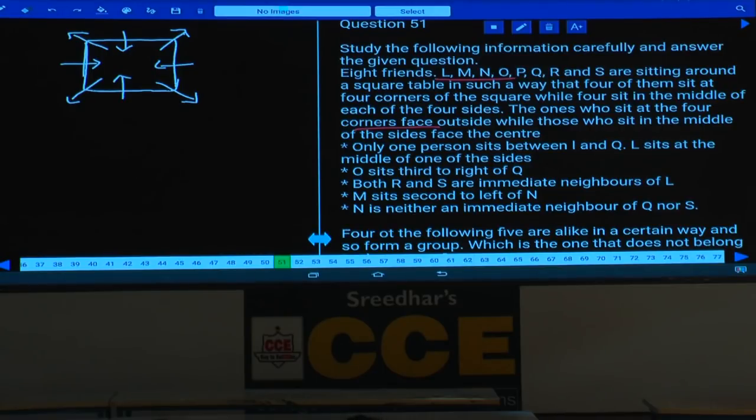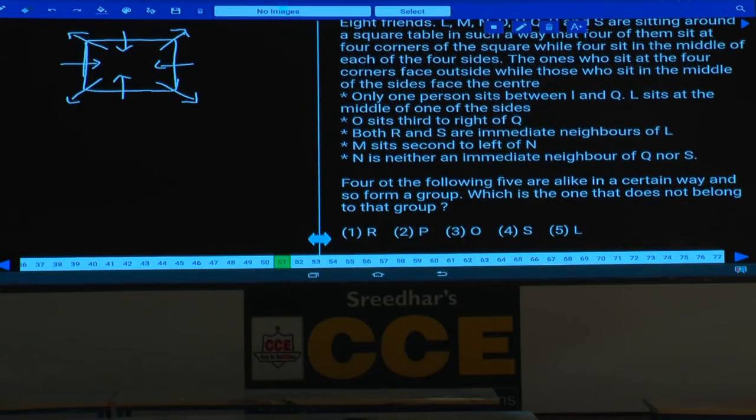Now in these type of questions wherein some persons are facing towards the center and some persons are away from the center, the first information we are supposed to look at is, tell me, which information should we take first now.